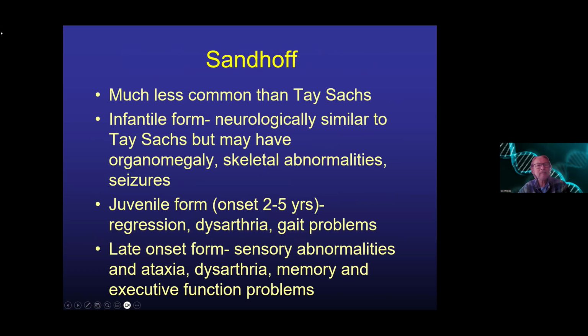Sandhoff is much less common than Tay-Sachs. The infantile form is neurologically similar to Tay-Sachs, but may have organomegaly at the same time and skeletal abnormalities. Juvenile form that has later onset has regression and dysarthria and gait problems, and there's a late onset form that's more ataxic with memory and executive problems. That's similar to the late onset Tay-Sachs.